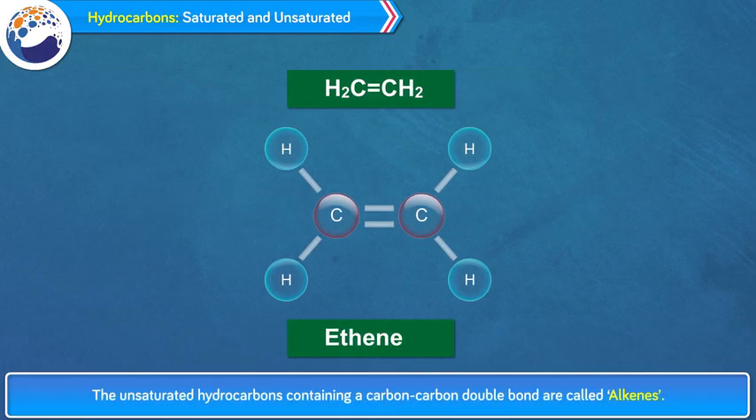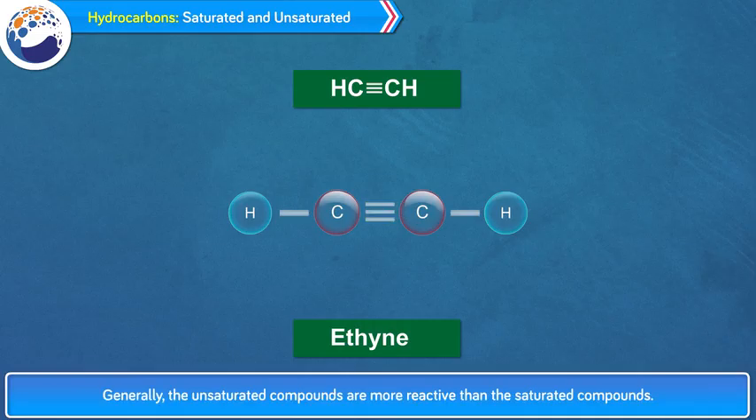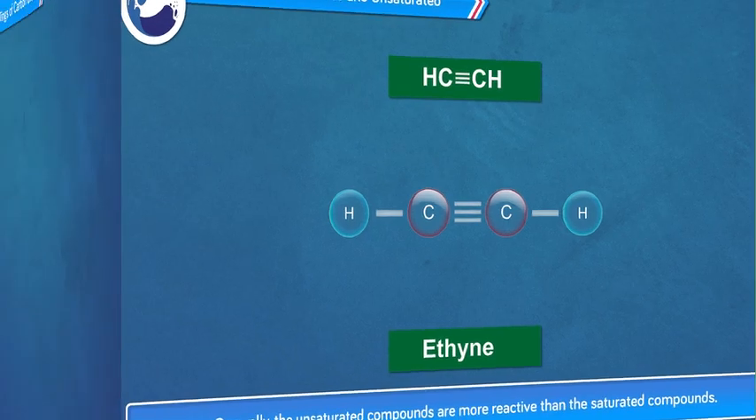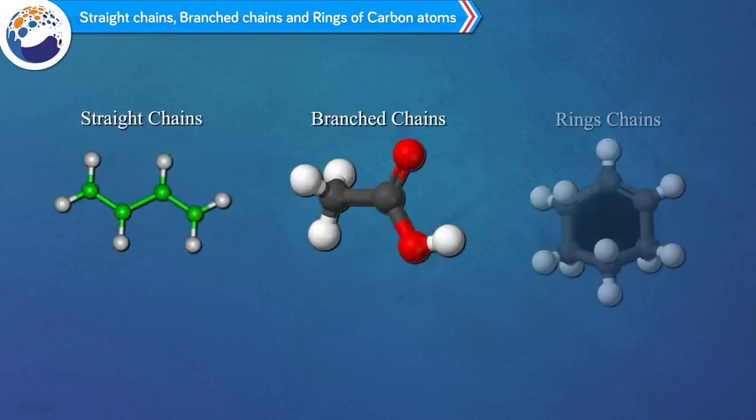The unsaturated hydrocarbons containing a carbon-carbon double bond are called alkenes. The unsaturated hydrocarbons whose structures contain a carbon-carbon triple bond are called alkynes. Generally, the unsaturated compounds are more reactive than the saturated compounds. Straight chains, branch chains, and rings of carbon atoms.